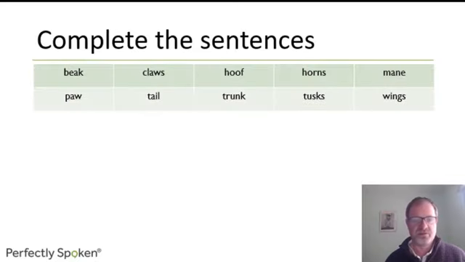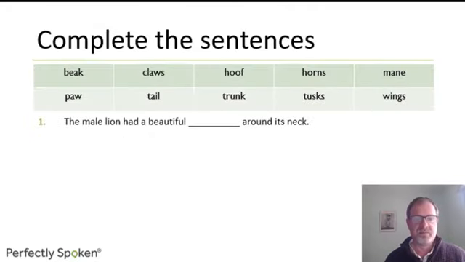Let's look now at some sentences and see if you can complete them with the correct animal part. Okay, here we go. The male lion had a beautiful what around its neck? The beak, claws, hoof, horns, mane, tail, trunk, tusks, or wings? And of course the answer is mane.